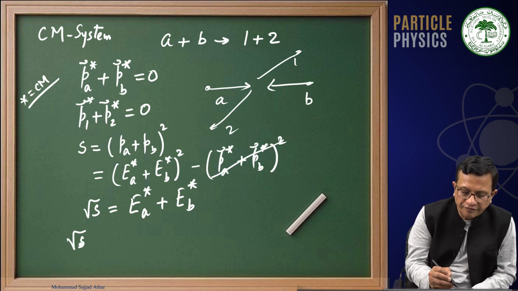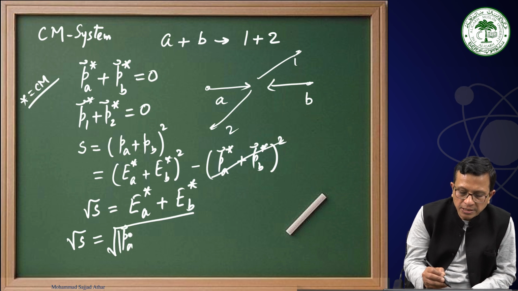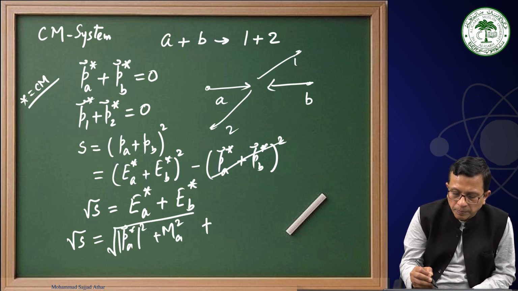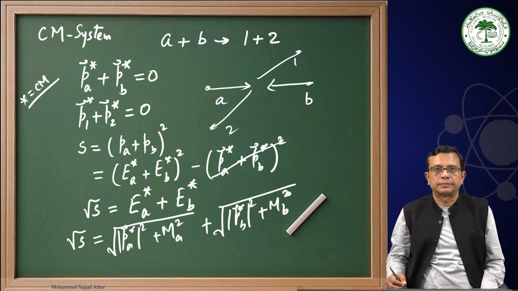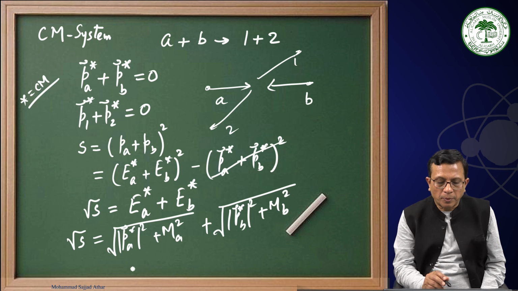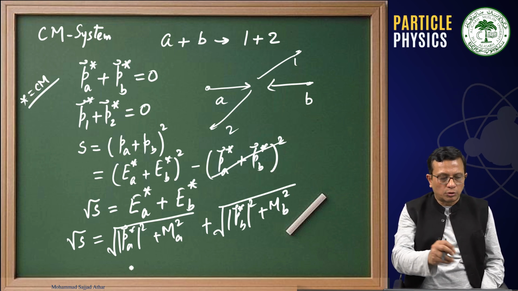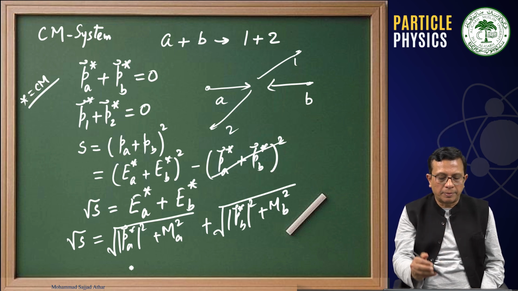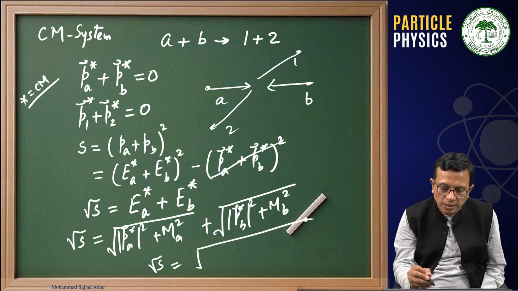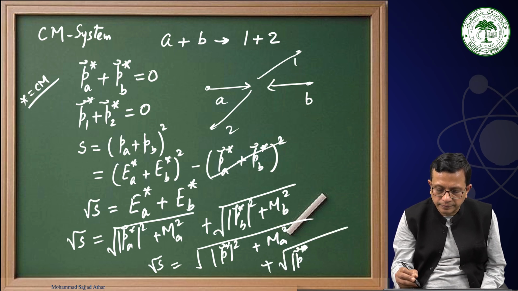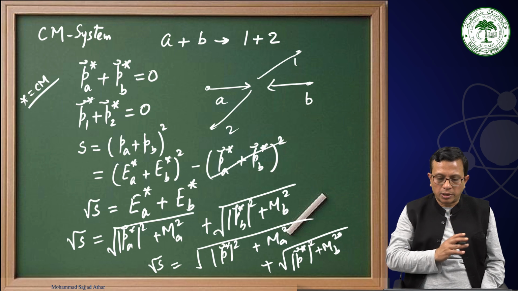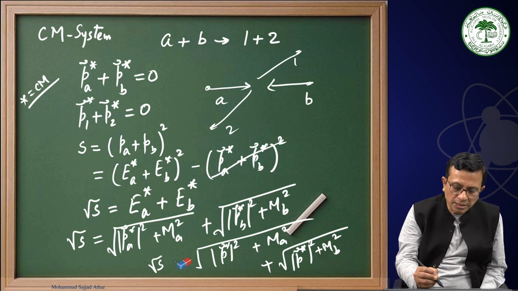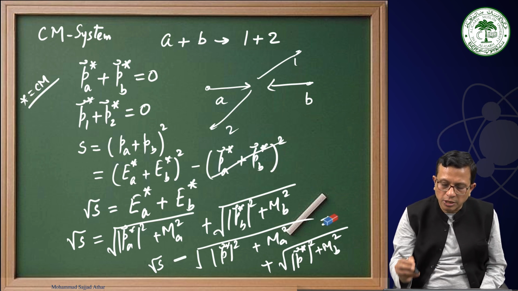Now this square root S, if you wish, we can write as the square root of P_A star square plus M_A square, plus the square root of P_B star square plus M_B square. The important point is that the magnitude of P_A is the same as the magnitude of P_B. This is the condition of the center of mass frame. Therefore, your square root S is simply the square root of P star square plus M_A square, plus the square root of P star square plus M_B square. This is the general case, and that means I can write square root S minus this term equal to this term.